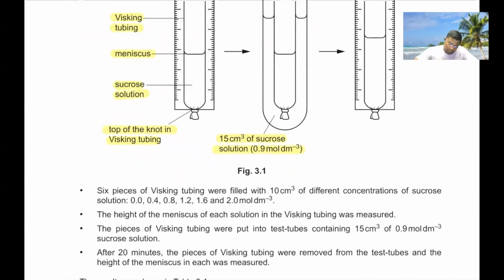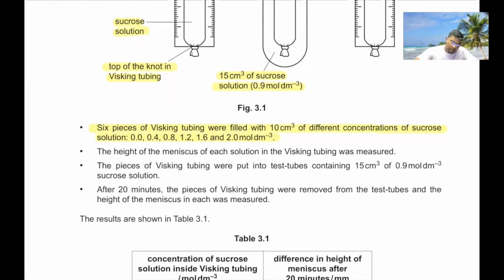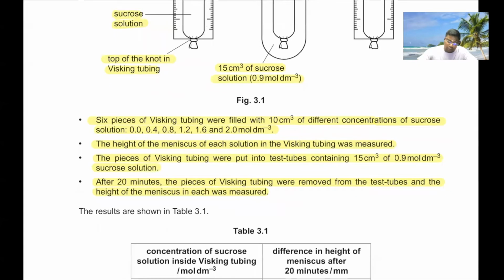6 pieces of Visking tubing were filled with 10 cm cubed of different concentrations of sucrose solution, ranging from 0.0 to 2.0 mole per dm cubed. The height of the meniscus of each solution in the Visking tubing was measured. The pieces of Visking tubing were put into test tubes containing 15 cm cubed of 0.9 mole per dm cubed sucrose solution. After 20 minutes, the pieces of Visking tubing were removed from the test tubes and the height of the meniscus in each was measured.